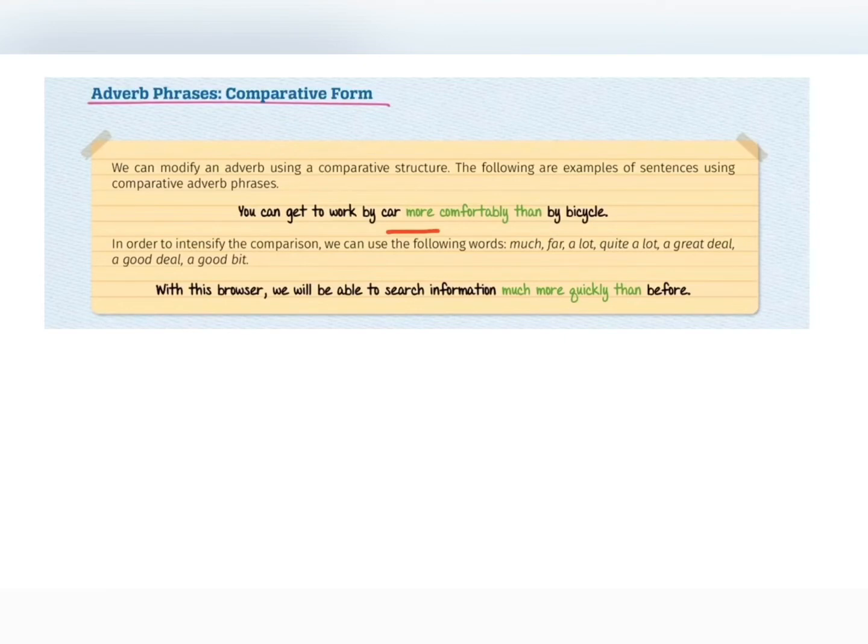But if I said, with this browser, we will be able to search information much more quickly than before, then that would be the highest degree of comparison, or my superlative degree, much more quickly. Also, remember that most adverbs, not all of them, but most of them, have that ly ending, like we see in the examples. And remember, some of the words that you can use for the comparative form are much, far, a lot, quite a lot, a great deal, a good deal, and a good bit.